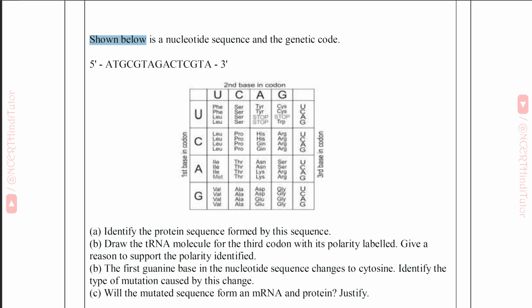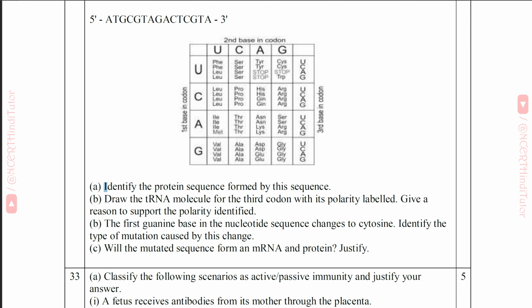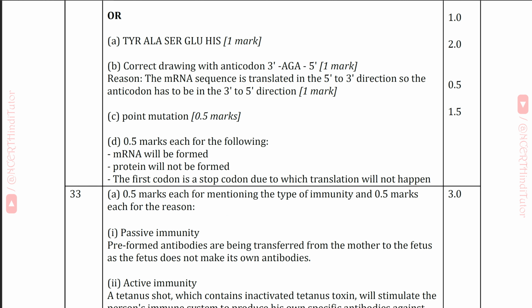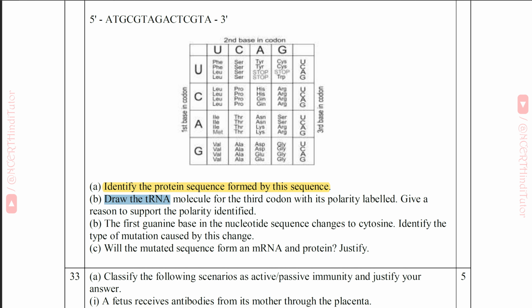Or, shown below is a nucleotide sequence and the genetic code. A. Identify the protein sequence formed by this sequence. Answer. TYR, ALA, SER, GLU, HIS. B. Draw the tRNA molecule for the third codon with its polarity labeled. Give a reason to support the polarity identified.